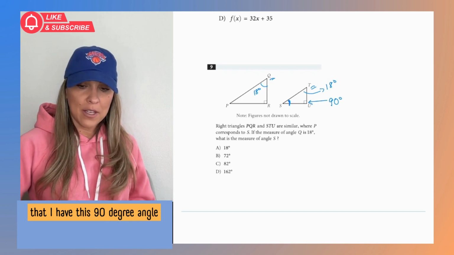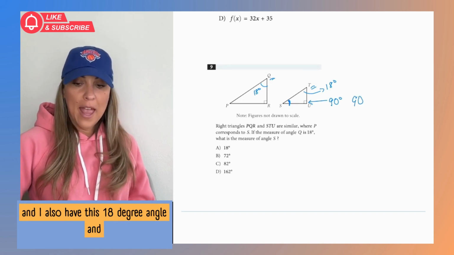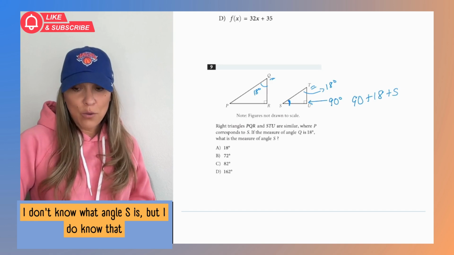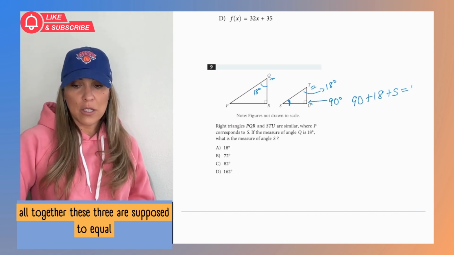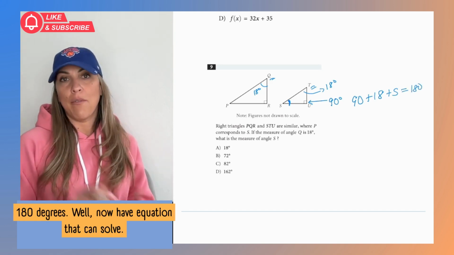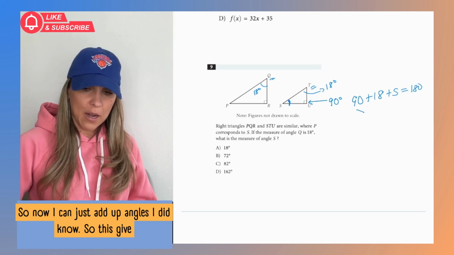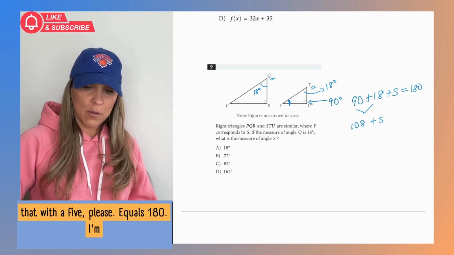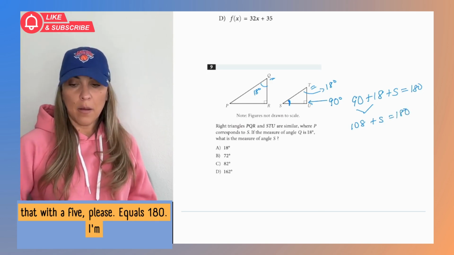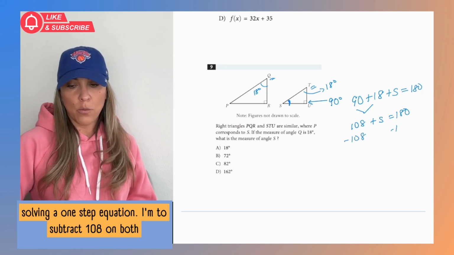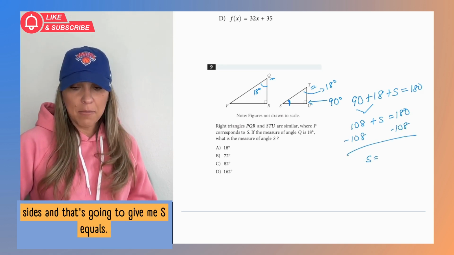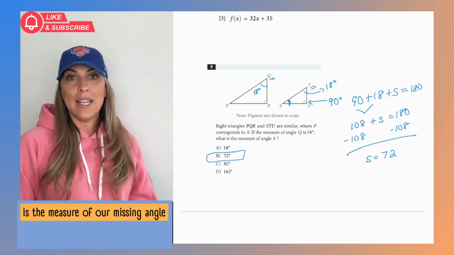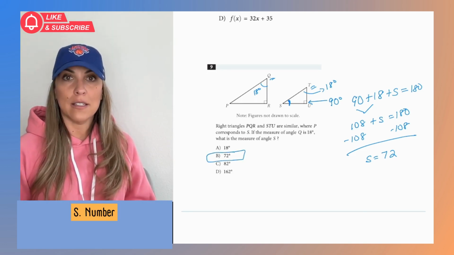So if I know that I have this 90-degree angle, and I also have this 18-degree angle, and I don't know what angle S is, but I do know that all together, these three are supposed to equal 180 degrees. Well, now I have an equation that I can solve. So now I can just add up the angles I did know. So this will give me 108 plus angle S, don't confuse that with a 5, please, equals 180. I'm just solving a one-step equation. I'm going to subtract 108 on both sides, and that's going to give me S equals 72. So 72 degrees is the measure of our missing angle S.